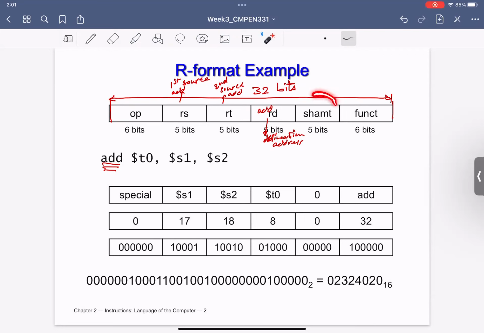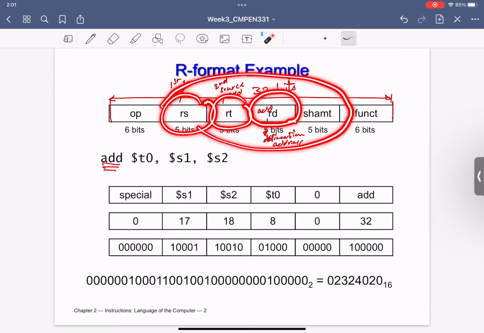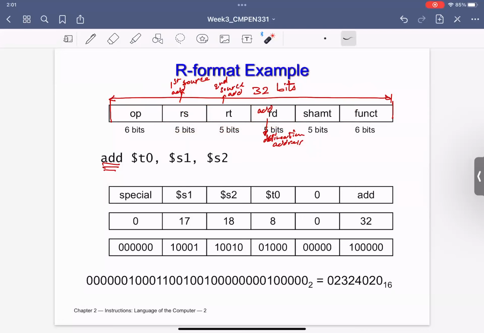Okay, so now I know why I have a shift amount of 5 bits, and why this is 5, why this is 5, and why this is 5, and why I need all of these. Then the rest I can just use for identifying what the function is. It's as simple as that. The rest I use to specify exactly what the function is.